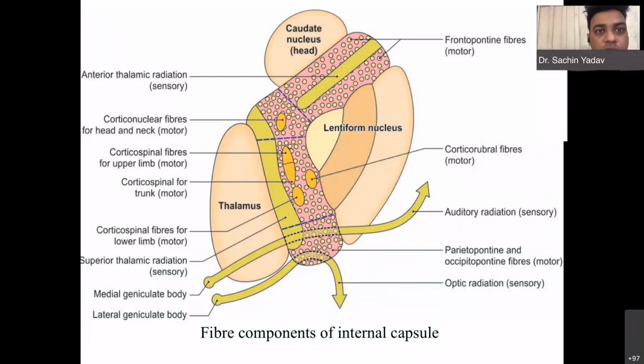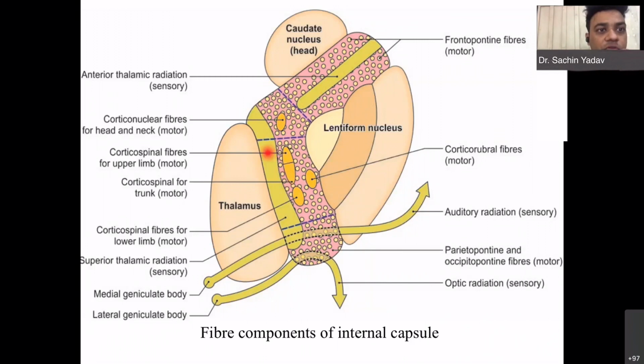So these are the representations of the various fibers in the internal capsule. You can see the frontopontine fibers, which are motor, present in the anterior limb. So I try to point out all those divisions of the fibers. So the frontopontine fibers, and in between them the anterior thalamic radiation, which is ascending and descending to body parts, are present in the anterior limb. Near the genu you can see the corticonuclear fibers, which are motor, again for head and neck control, that is for the cranial nerve nuclei. Got it?